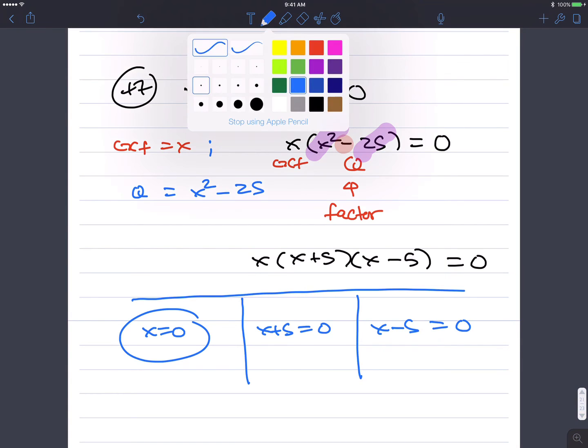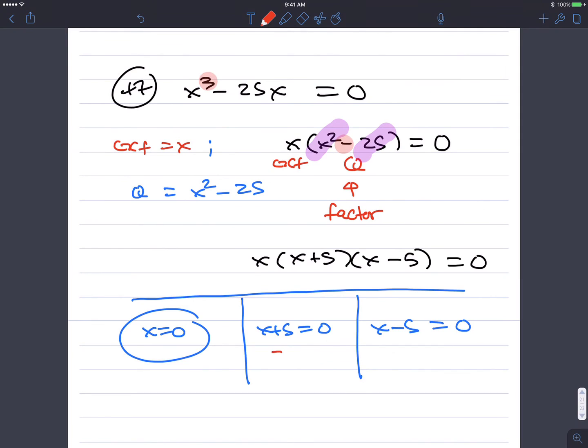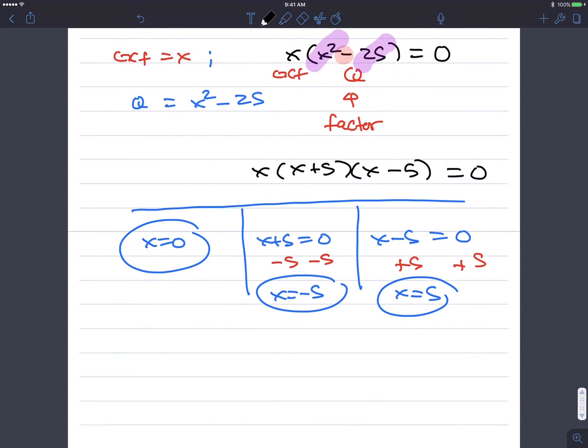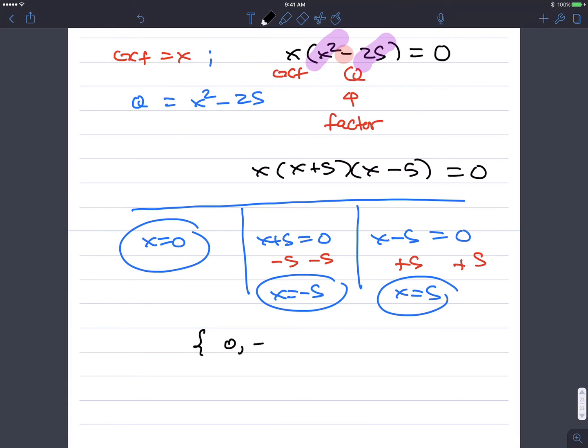So how do I solve now? x plus 5 is 0. Just subtract 5. How do you solve x minus 5 is 0? Just add your 5, right? And you end up with x is negative 5 and x is positive 5. What's the solution set? Yep, 0, negative 5, and 5.